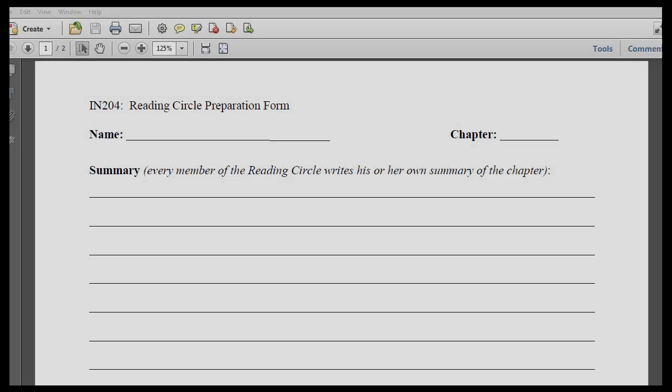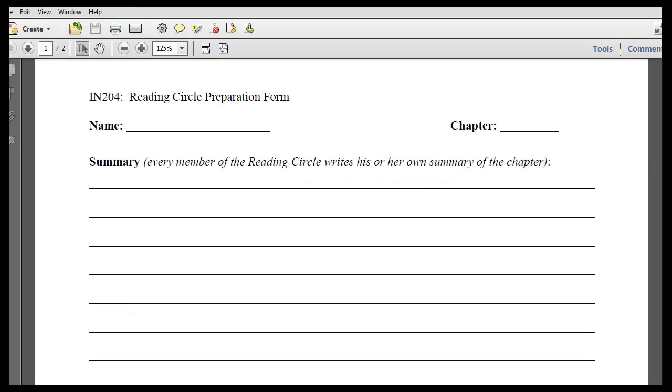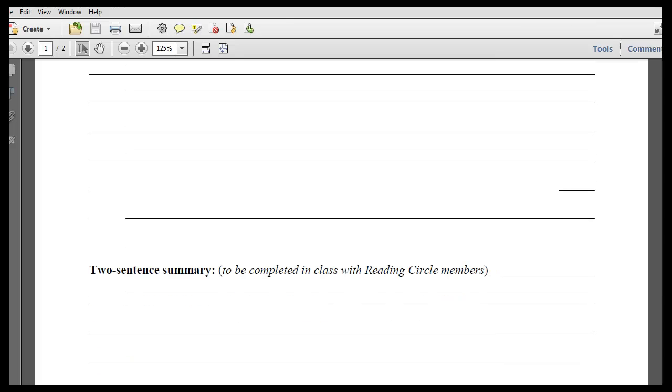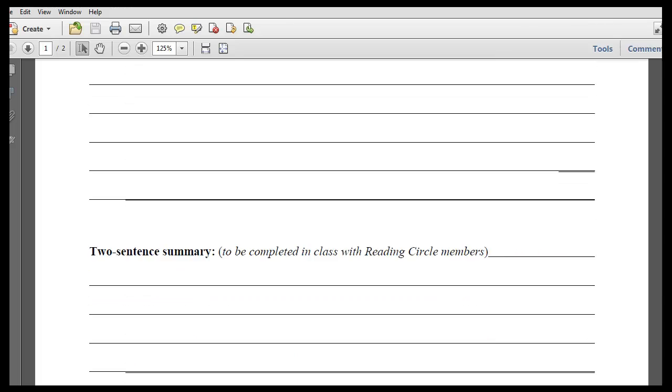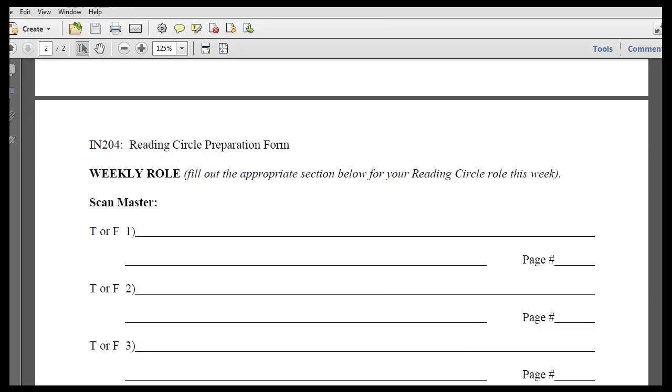Next, let's look at what the blank handout will look like. Remember, your teacher will put this up on the class website for you to fill out and print. On the blank form, you can see that there is a place for a summary, a 2-sentence summary, and then a place for each role.